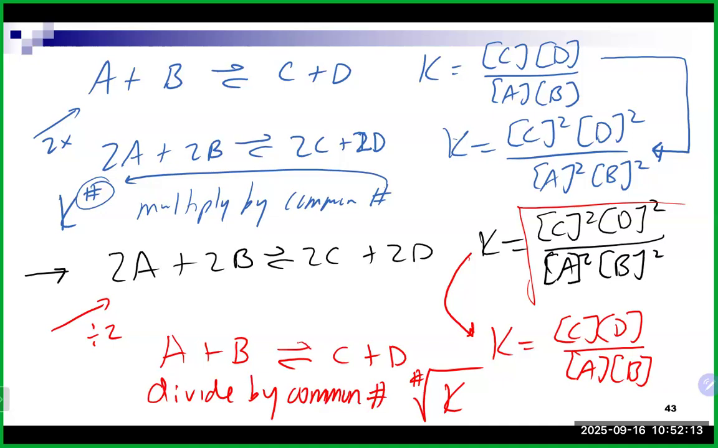If I understand your question correctly, for example, we would have this reaction given to us, and maybe it'll say, hey, the k is 20. And in this case, we divided it. So we would take the square root of 20, basically. And that would give us the overall k value for this one.